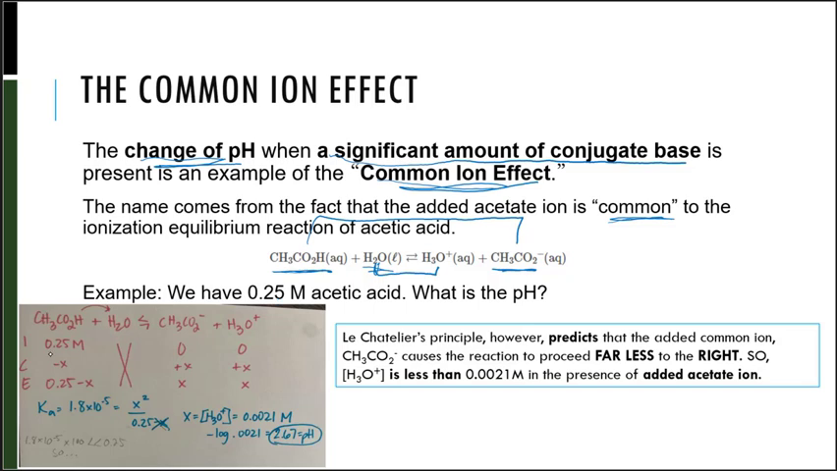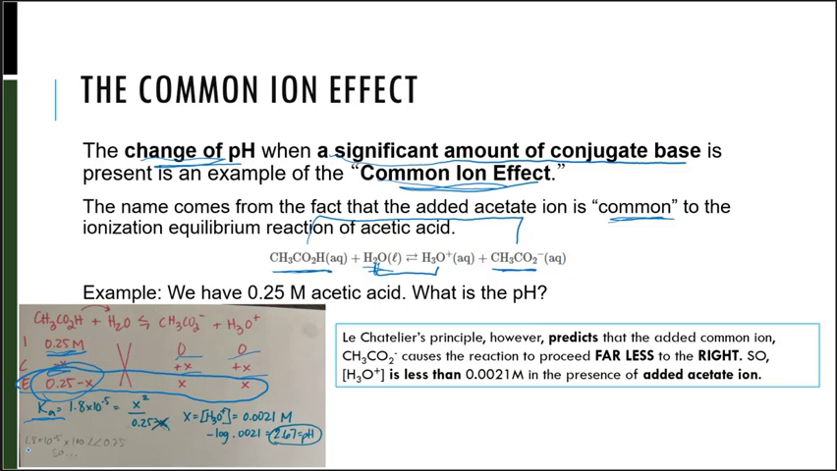Now this is review, right? We would set up our ice table. We would say that we had 0.25 molar of our acetic acid. We know we have no products formed. We are going to lose reactant and gain product, giving me my equilibrium values as shown. And then we would look up the Ka value for acetic acid, which is 1.8 times 10 to the negative 5, is equal to x squared over 0.25 minus x.